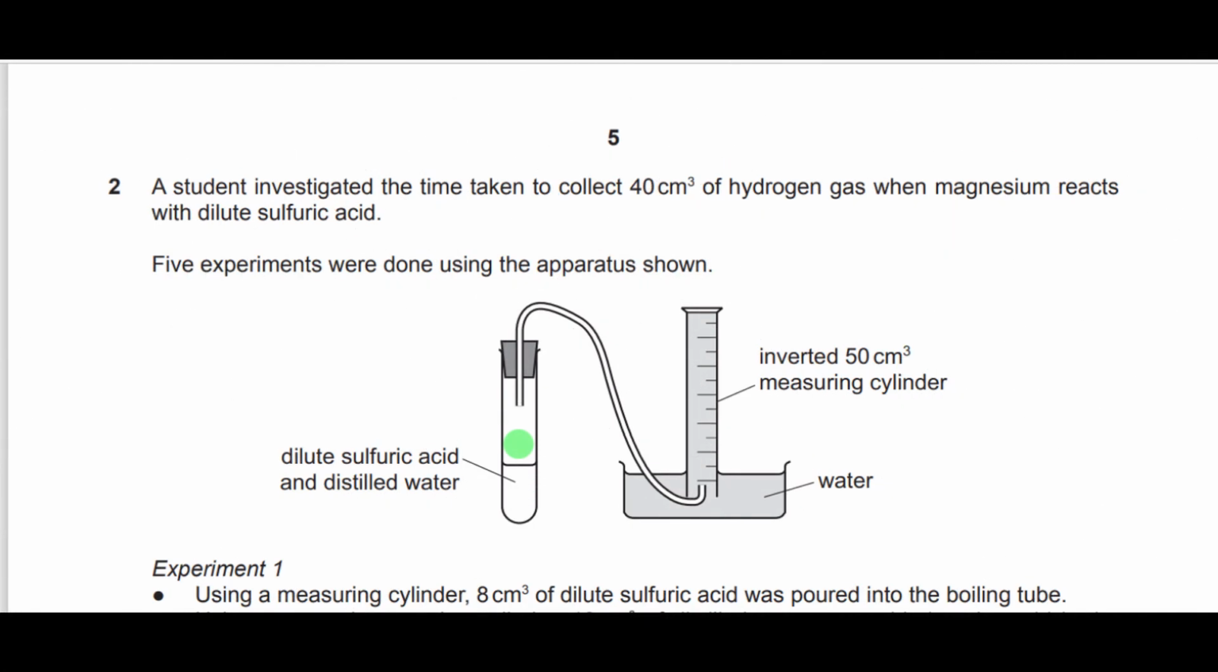Question 2. A student investigated the time taken to collect 40 cm³ of hydrogen gas. Let's underline that: 40 cm³ of hydrogen gas when magnesium reacts with dilute sulfuric acid. Investigated the time, so it's more or less like rate of reaction kind of thing here. Five experiments were done using the apparatus shown.